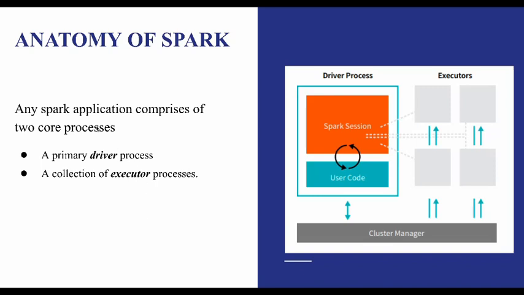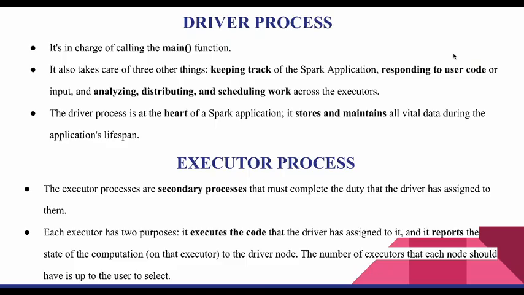So now we'll be talking about the anatomy of Spark. Any Spark application comprises two core components. One is the driver process and the other is the executor processes. The driver process is in charge of calling the main function. It also takes care of three things: keeping track of the Spark application, responding to user code or input, and analyzing, distributing, and scheduling work across the executors. The driver process is the heart of the Spark application. It stores and maintains all vital data during the application lifespan.